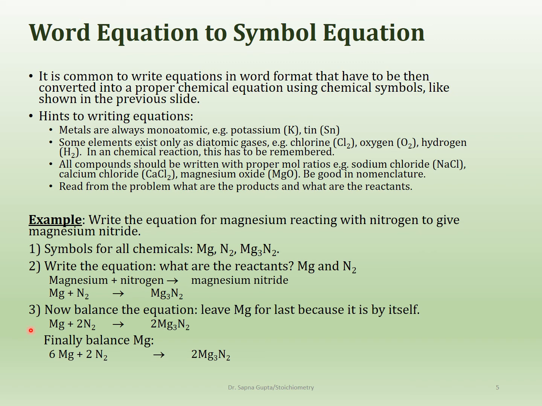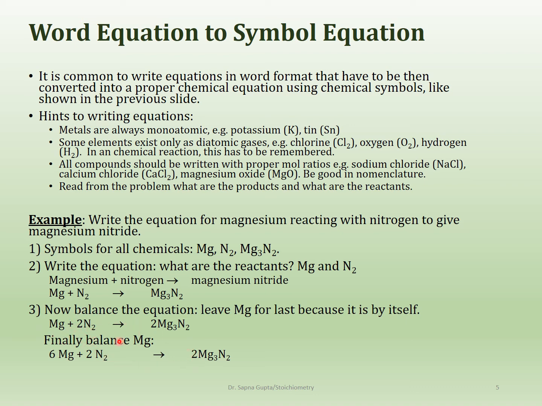And then, of course, the last thing is to balance the equation. In balancing the equation, the best rule to follow is that whatever element is by itself, you leave it to the end. That's the last thing to be balanced because it's by itself. If you put any number in front of it, it's not going to change anything else. So the best thing to do is to balance something else first.